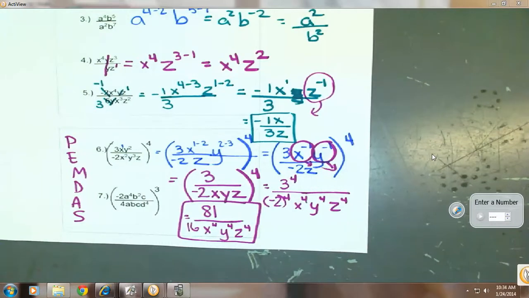What have you got? Your exponents are right on the variables, but your coefficients are not. You're taking it all to the 4th power, you should be taking it to the 3rd power. Negative 1 to the 3rd power is going to be negative 1. What is 2 to the 3rd power? Two caret 3.